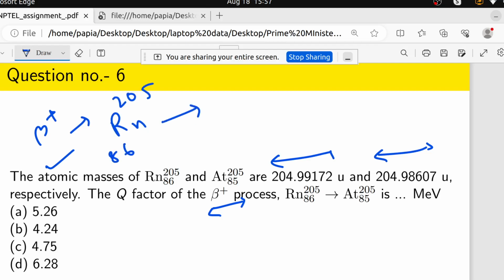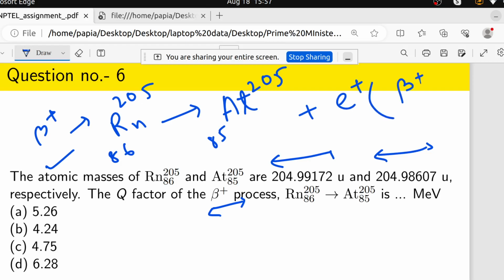86 205 Rn will go to 85 205 At, then e plus. Why e plus? e plus is nothing but 0, 1. Then you can see that 85 plus 1, that is 86, and 205 plus 0, 205. Fine. So this is the beta plus process.